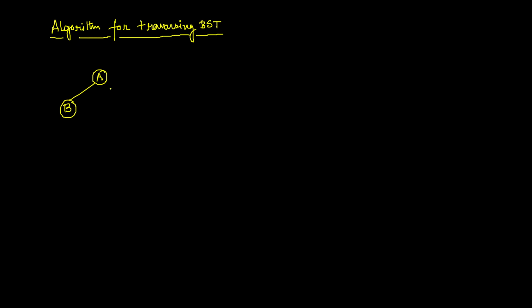Say maybe D and E, and this is say F. Okay, I don't have any more. And say their addresses, these nodes have been created dynamically, right?